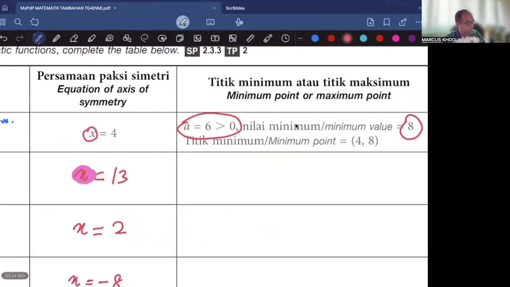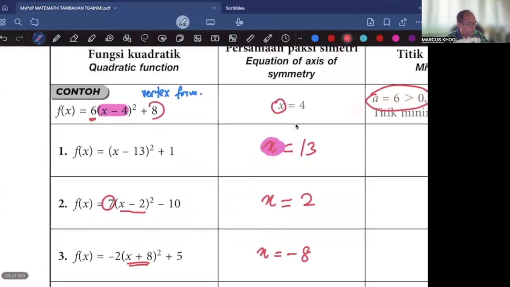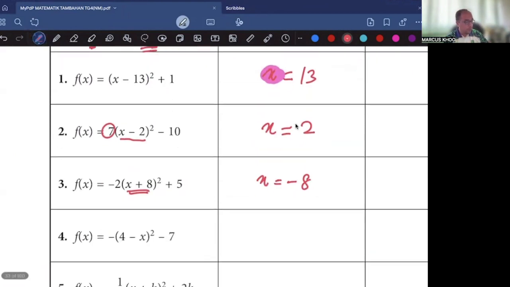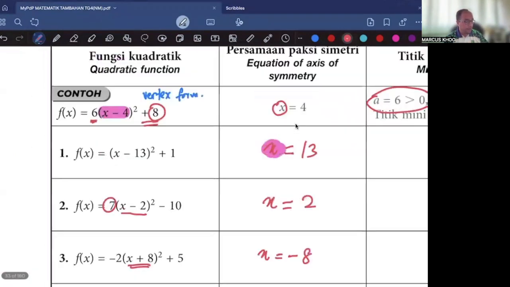Where do we get the 8 from? We get the 8 from this value. Whatever this value is, that's the minimum or the maximum point, depending on what kind of graph it is. So this one tells us a lot of information. I'm just going to do the first three for you. I think you can figure out the rest.